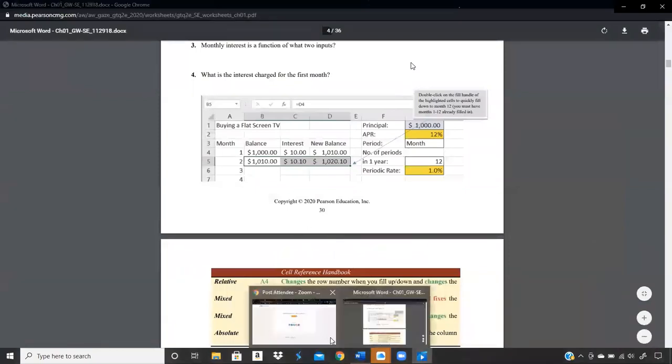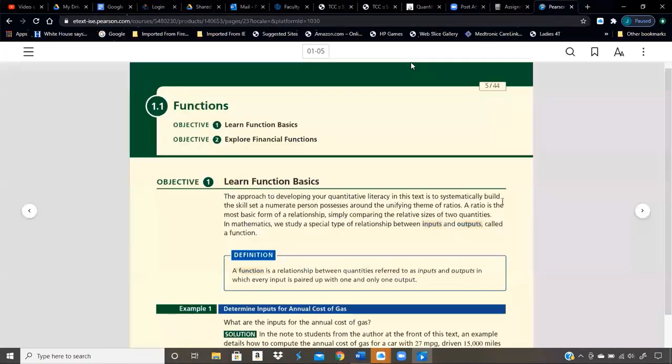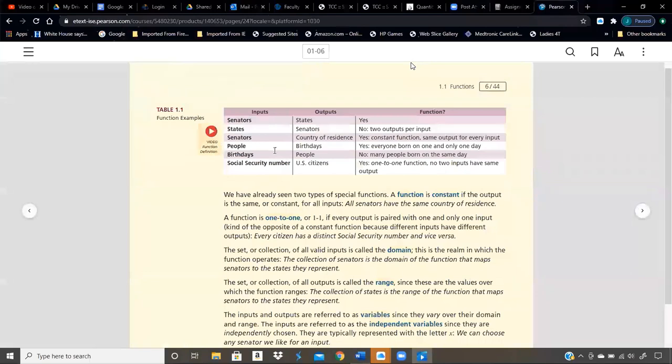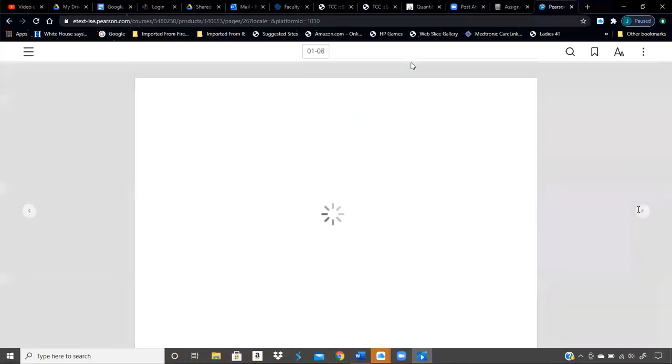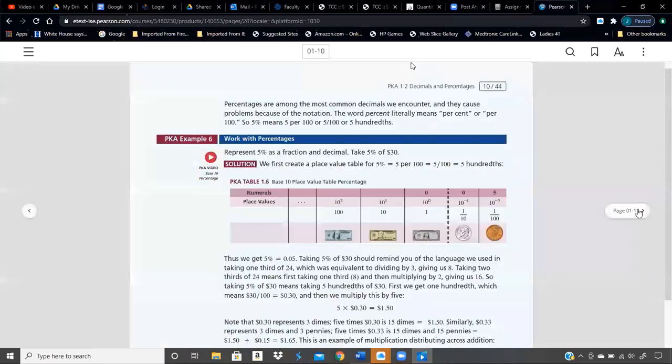And if you go in your textbook, remember I said how important your textbook is, how these things kind of cross-reference each other? All right, so this is interesting. Talks about functions. Hey, look at that. Senators and states and senators and birthdays and social security numbers, that was on that guided worksheet. So maybe you could refer to your textbook when you do that discussion, if you really had to. It doesn't have all of them, but it might give you a good start.